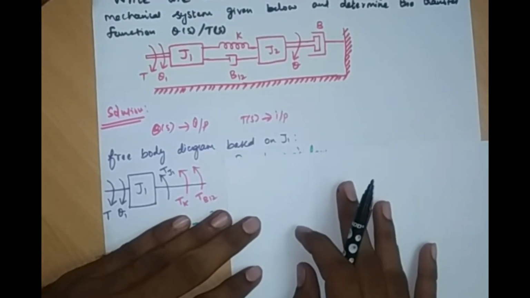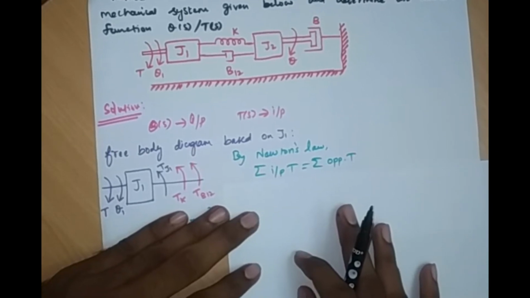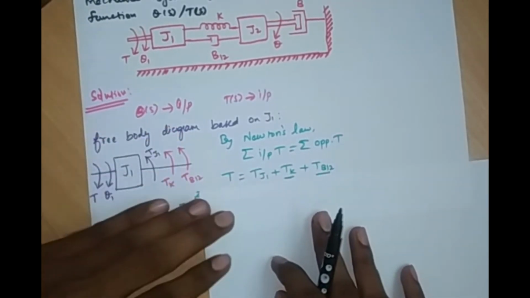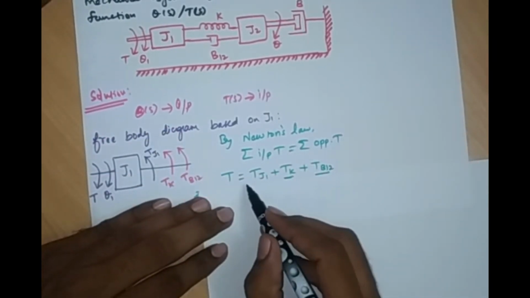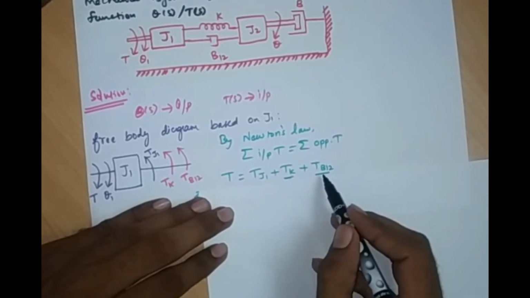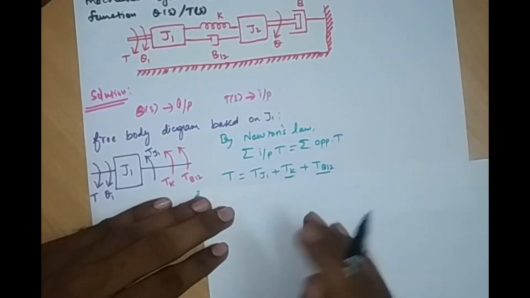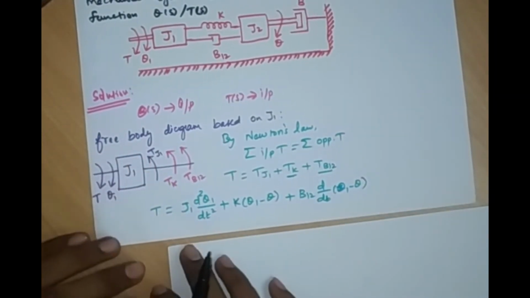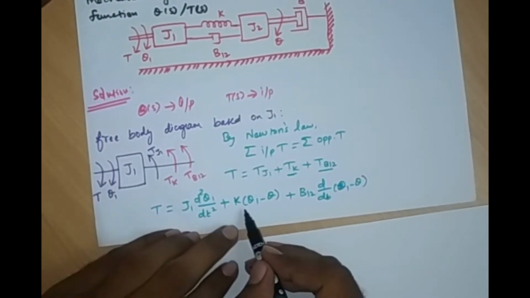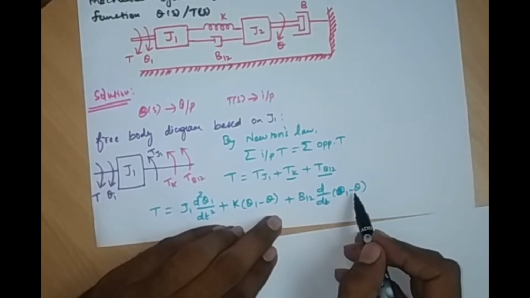Let's write the torque equation by referring to Newton's law of motion. Sum of input torque is equal to sum of opposing torques. So applied torque T is equal to Tj1 plus Tk plus Tb12. Tk and Tb12 are the double end elements, so we need to use a different formula, and I have underlined these two terms. So this is the differential equation: T equals J1 d square theta 1 by dt square plus K into (theta 1 minus theta) plus B12 d by dt of (theta 1 minus theta).